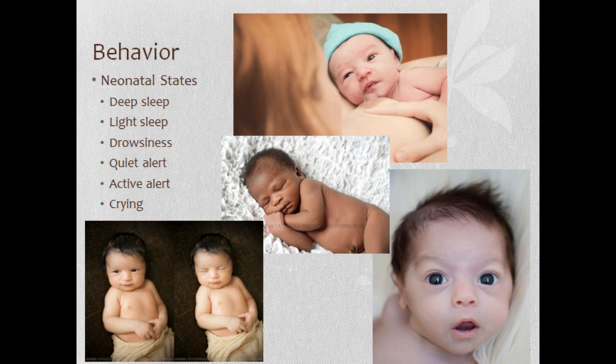And then for quiet alert, they're usually bright and wide-eyed, and they can focus on whatever stimulus might be in front of them. So active alert, they start having more activity. There might be some periods of fussiness there. You might see some irregular respirations. And then for crying, you're more likely to see color changes, really increased motor activity.